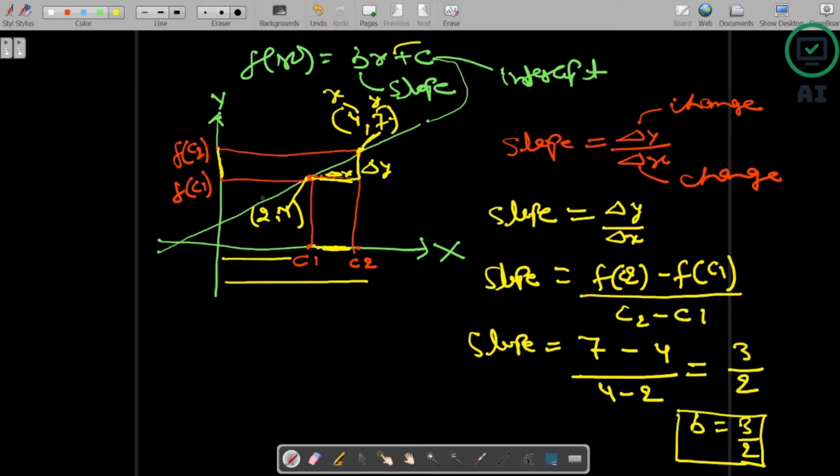Now see, the slope is consistent on this line, but the same thing will not happen on a curve. So let's see what will happen if you take this function, y equal to x square.